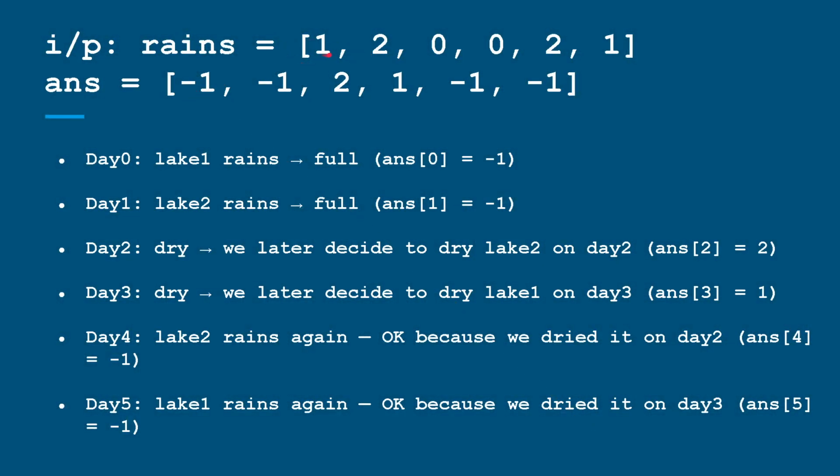Let's try to understand through the example. We have example 1, 2, 0, 0, 2, 1. So very first, at day i, meaning day 0, lake 1, we are talking about this one.